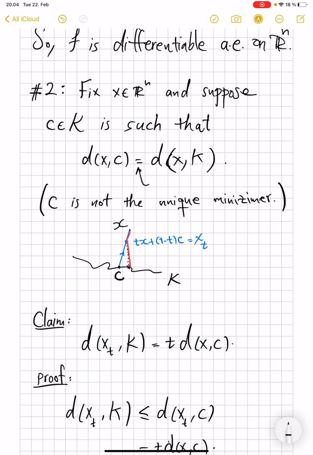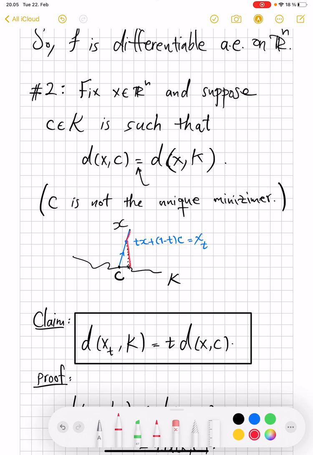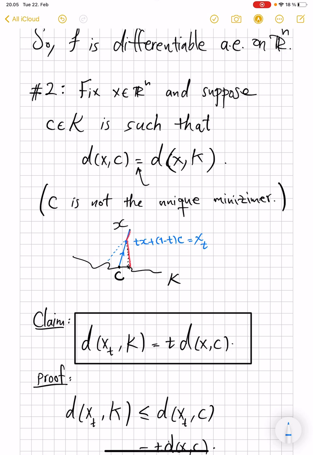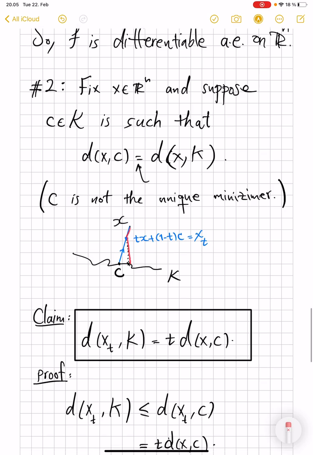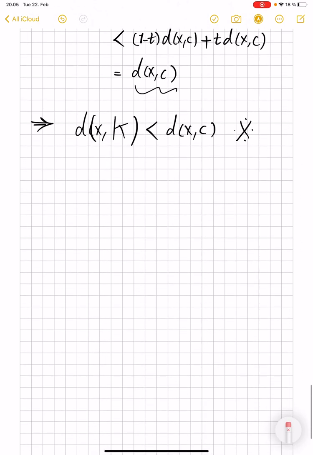Okay, so what did we prove? We proved this claim, that along this path we know all the distances. Something curious here is that even if x has a unique minimizer, for these new points there might be other minimizers. So we know the distance, but we don't know if c is the only minimizer as you move along the path. So we only know the distances.